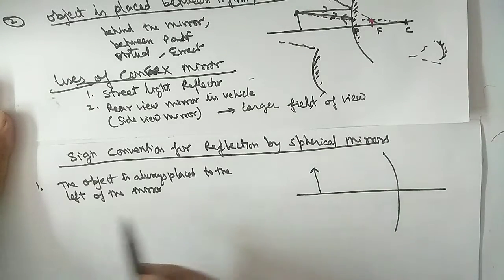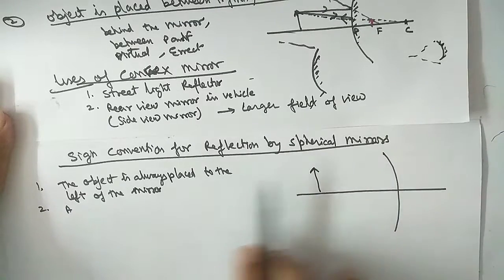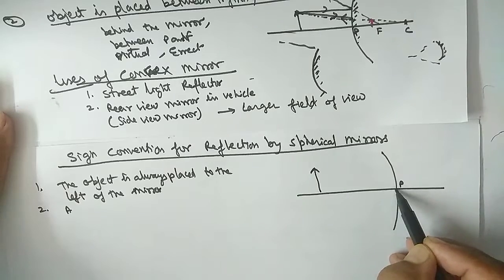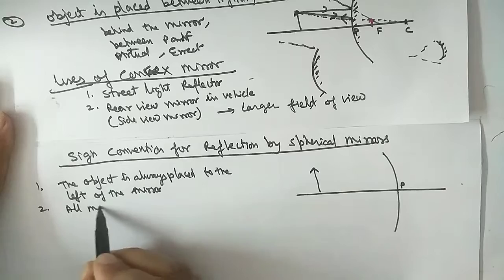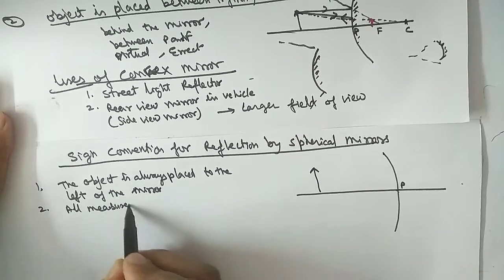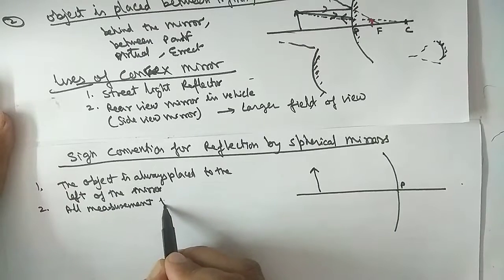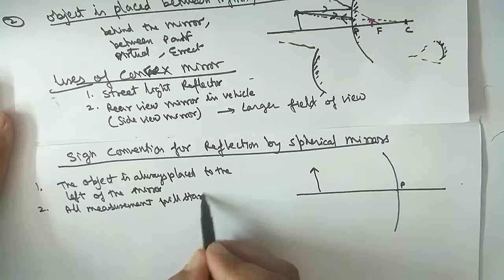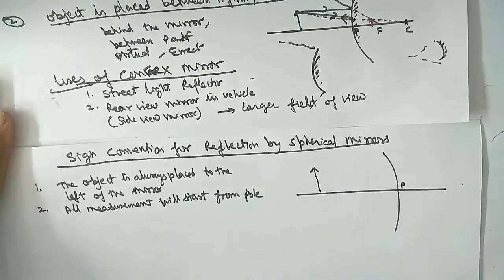Okay, and all distances parallel to the principal axis are measured from the pole. We'll start the measurement from the pole, this side or this side. So all measurement will start from the pole always. This is the second rule.